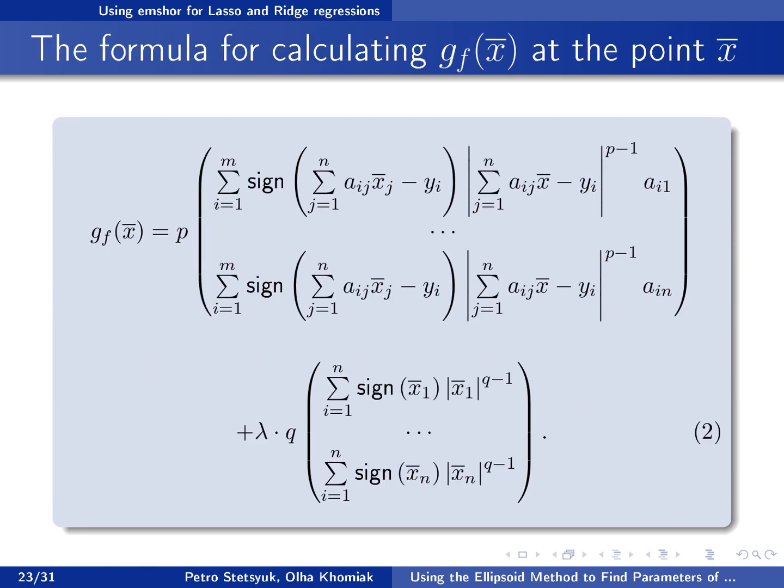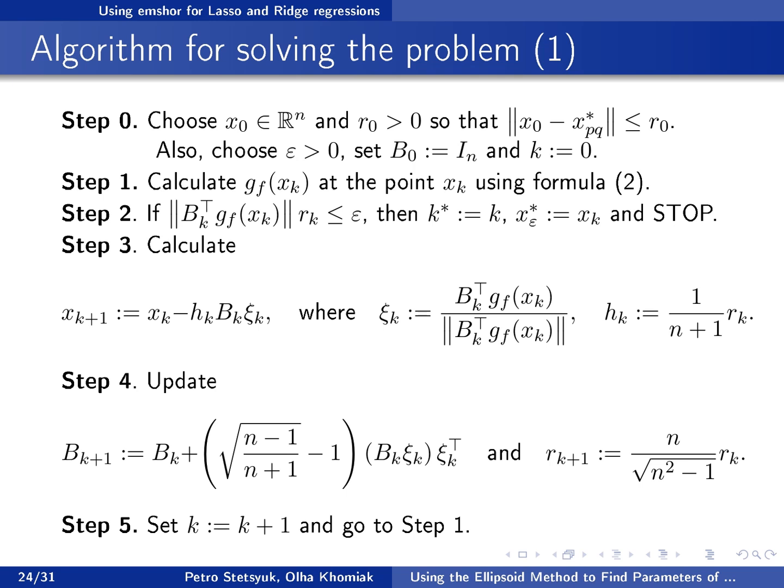This slide shows formula for calculating subgradient of a function f at point x dashed. It looks bulky, but it is quite transparent. Here, the signum operation is associated with determining signs of components of the corresponding vectors, which are responsible for the regression and regularization parts. The formula for calculating subgradient is implemented using matrix functions, in fact, in one line of a program code. We will use this formula number 2 in our method based on the ellipsoid method.